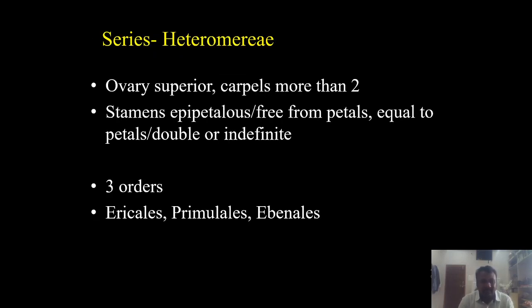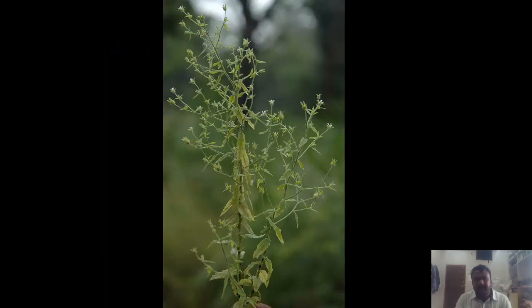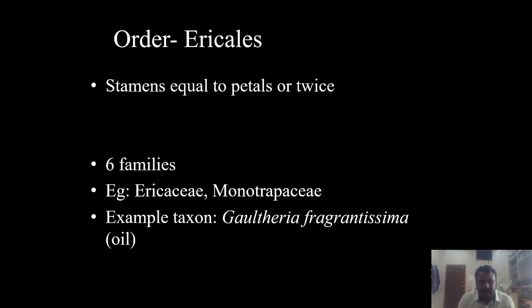Series Heteromerae. Ovary superior, carpels more than 2, stamens epipetalous, are free from the petals, but equal to the number of petals, or double, or infinite. Orders 3: Ericales, Primulales, and then Ebenales. This is Wahlenbergia erecta, belonging to Campanulaceae.